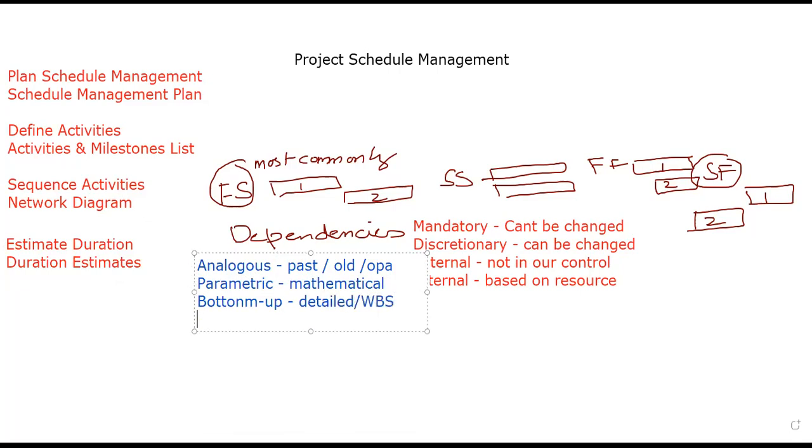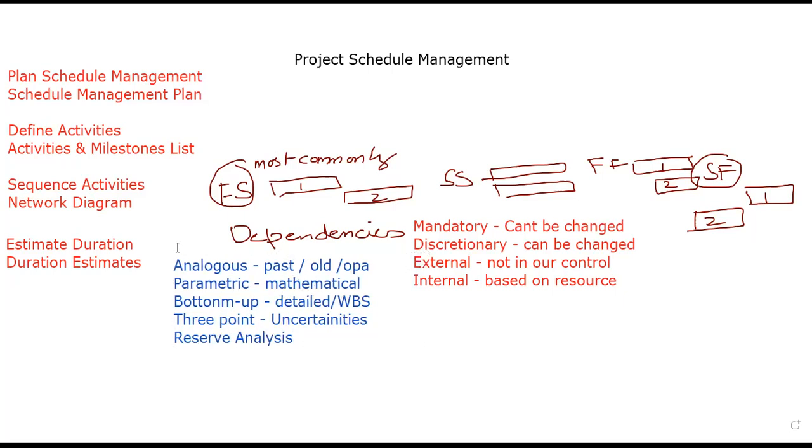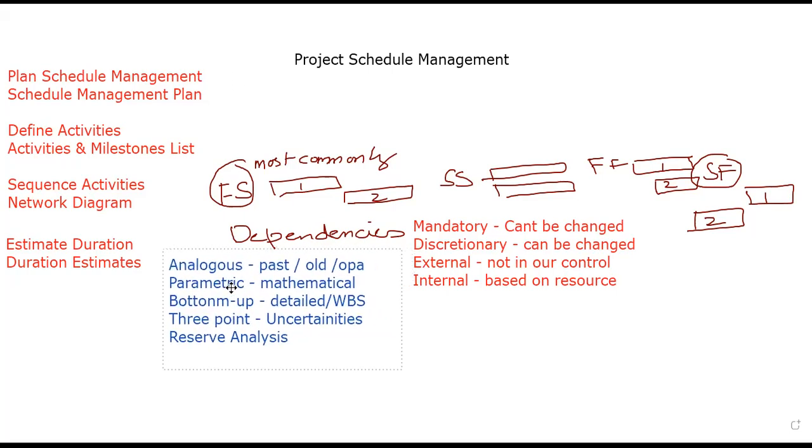And we have three point, which we use when we have uncertainties. We also use reserve analysis as an estimation technique if we have any delays. And we also have other techniques, but as of now, this is enough for this side. So for estimate durations, we will estimate the days, how many days are required for the activities. Once we have estimated durations, now we are in a position to develop the schedule.